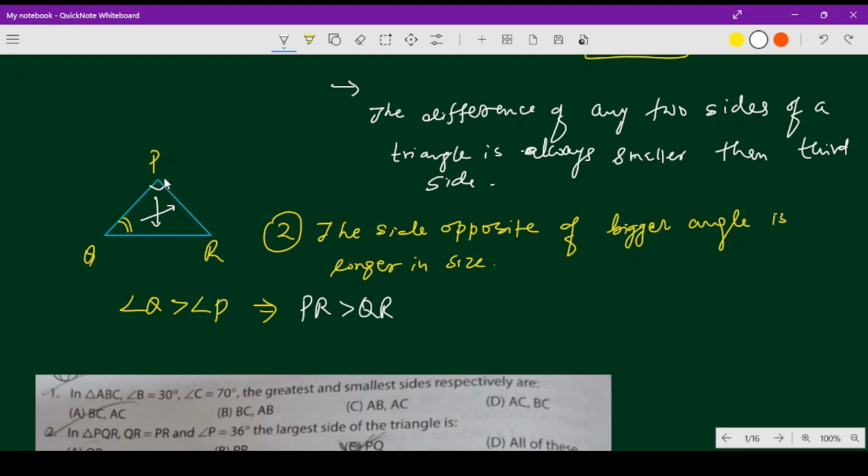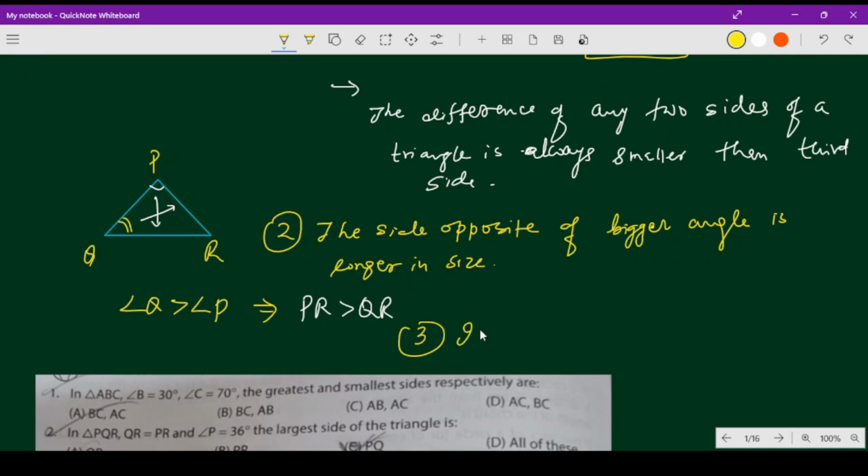Likewise, in any triangle, if an angle is bigger in value, then the side opposite of that will be longer in length. If the angle is smaller, then the side length opposite to that will be smaller in length. So this is the second inequality. We can say this inequality in the opposite way also.